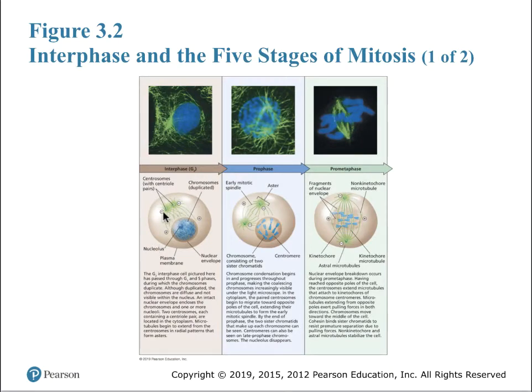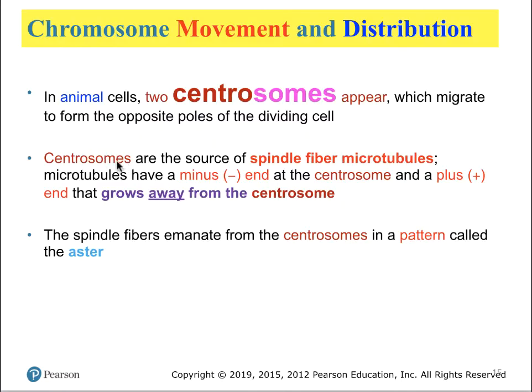So the centrosomes are in lime green. They've already been duplicated, and one of them begins to move to the south side of the cell. And the centrosomes are outside the nucleus at this point. And as they move to the opposite sides of the cell, they generate between them this system of cytoskeleton that we'll talk about shortly. The centrosomes are the origin of the spindle fiber microtubules.